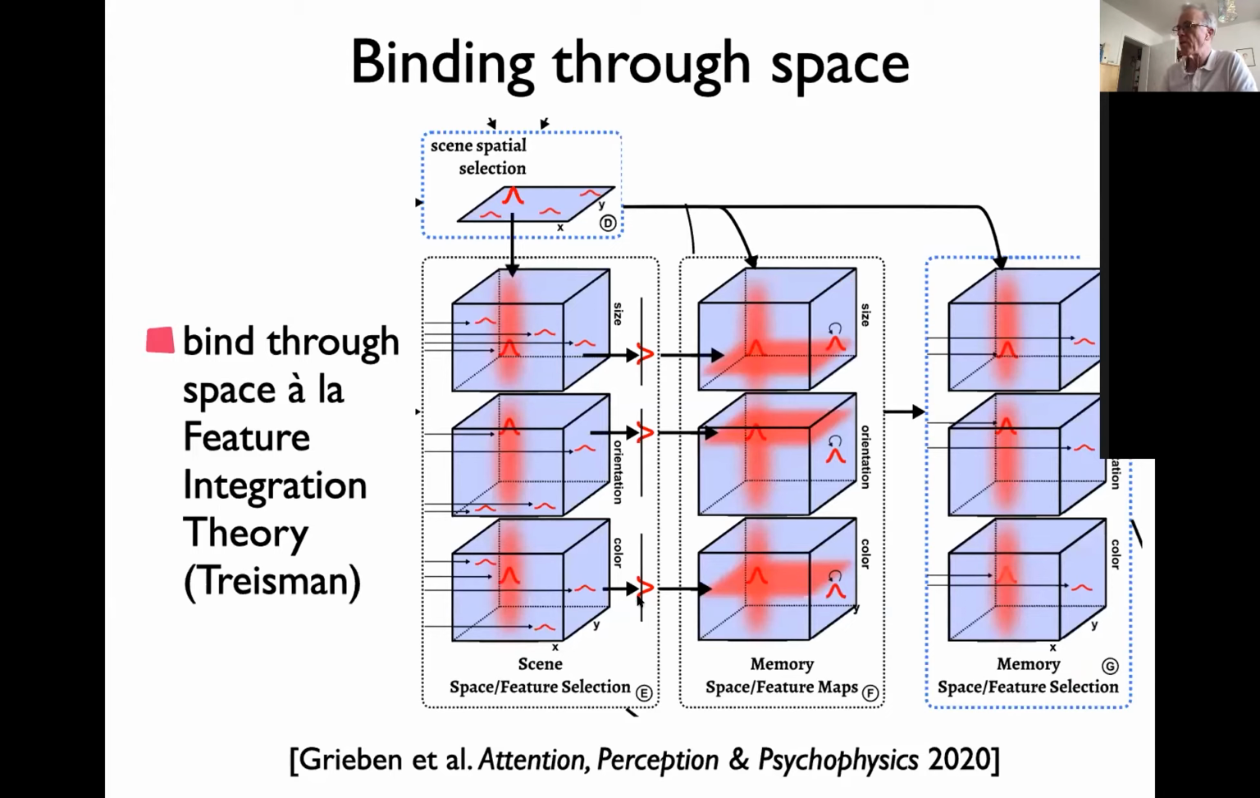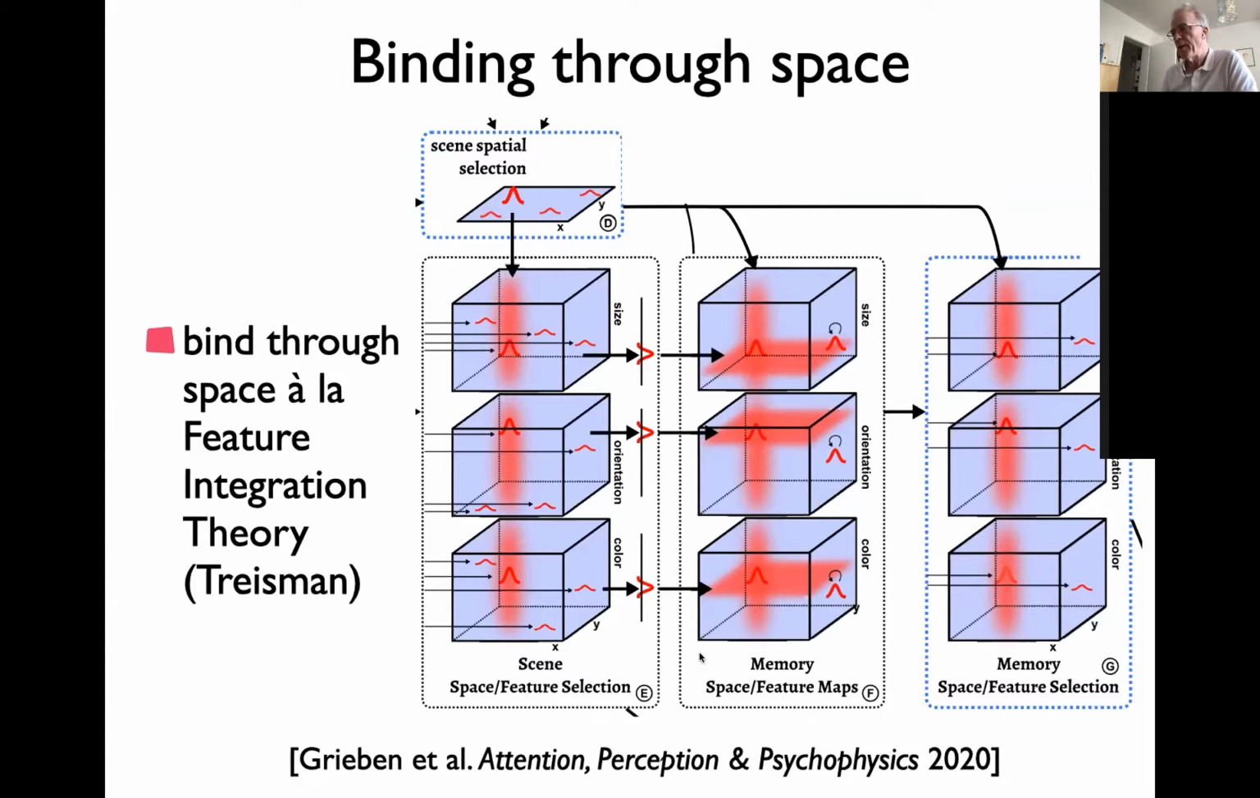So the idea of how to do the binding through space, see, this is the ridge picture I was talking about. If you have a representation of size, orientation, and color always over space, and you know the color, then you can express that by just putting a ridge through the field, and then only locations where there is input along that ridge would light up, and similar for the other feature dimensions.